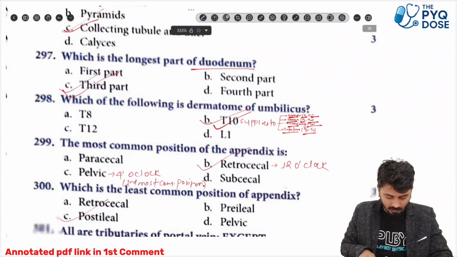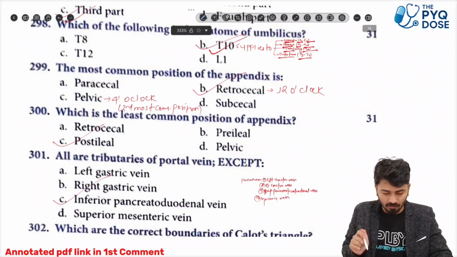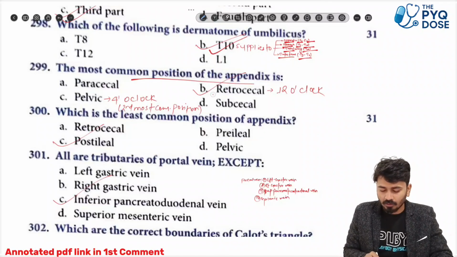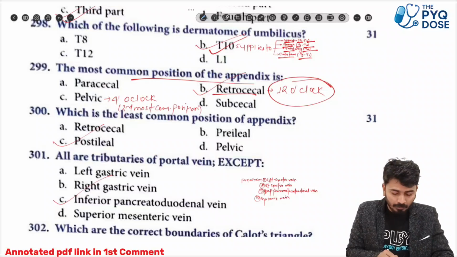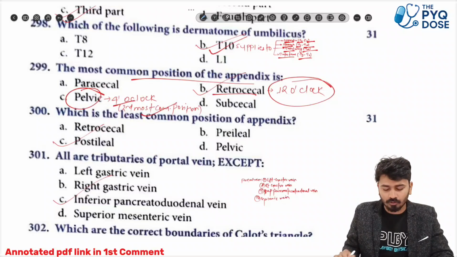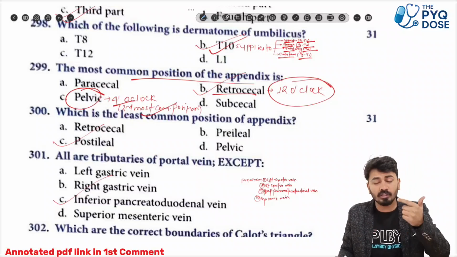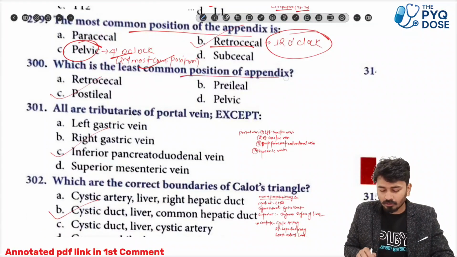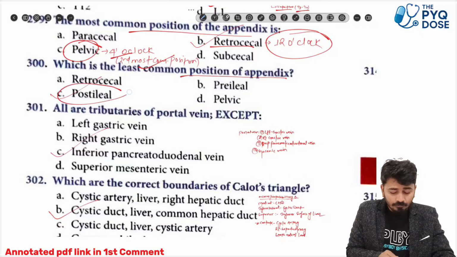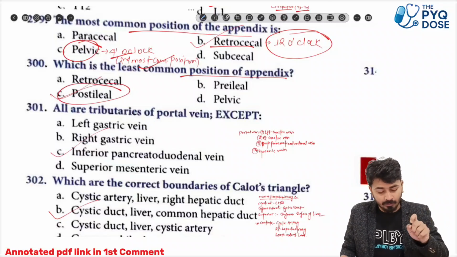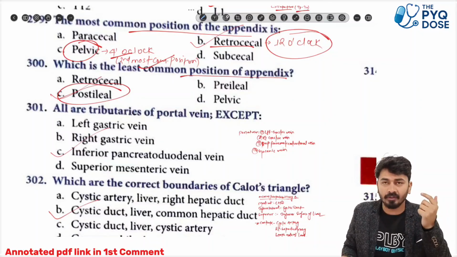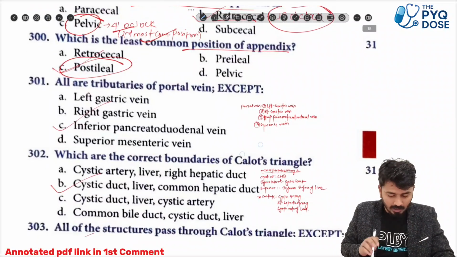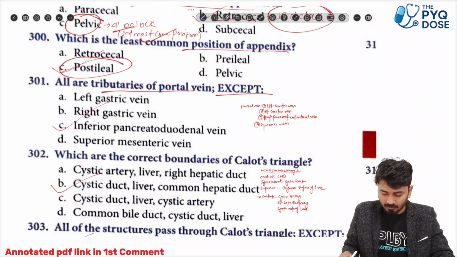ठीक है, सो इसलिए ये भी रिमेंबर करना बहुत जरूरी है, क्योंकि अपेंडिक्स का पूछा जाता है बहुत बार। The most common position of appendix, most common position of appendix is nothing but retrocecal, that is 12 o'clock। पेल्विक जो है वो 4 o'clock है, और ये सेकेंड मोस्ट कॉमन पोजिशन है। ठीक है, first most common position is retrocecal and the second most common is the pelvic। ठीक है, which is the least common position of appendix? Least common is posterior। मोस्ट कॉमन समझ लो, सेकंड मोस्ट कॉमन और लिस्ट कॉमन। ठीक है, most common retrocecal, second most common pelvic and the least is nothing but posterior.